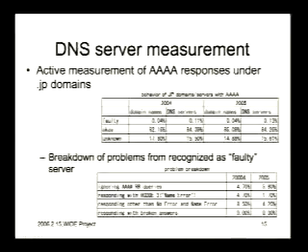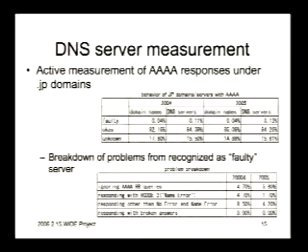Here are the results from DNS server measurements. Basically we're trying to figure out the number of DNS servers that cannot handle AAAA queries. This is within .jp domains. The table shows the percentage of the faulty servers. About 0.13%, just 0.13% of the servers currently cannot handle AAAA queries. The details are listed in the bottom table, and most of the problems come from lame delegation.